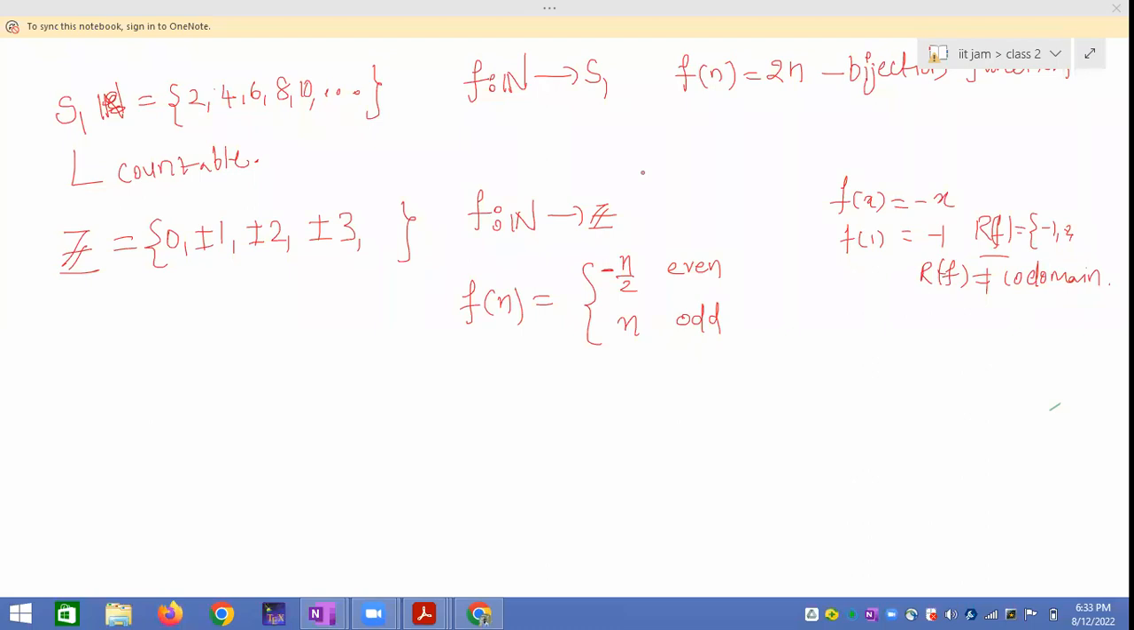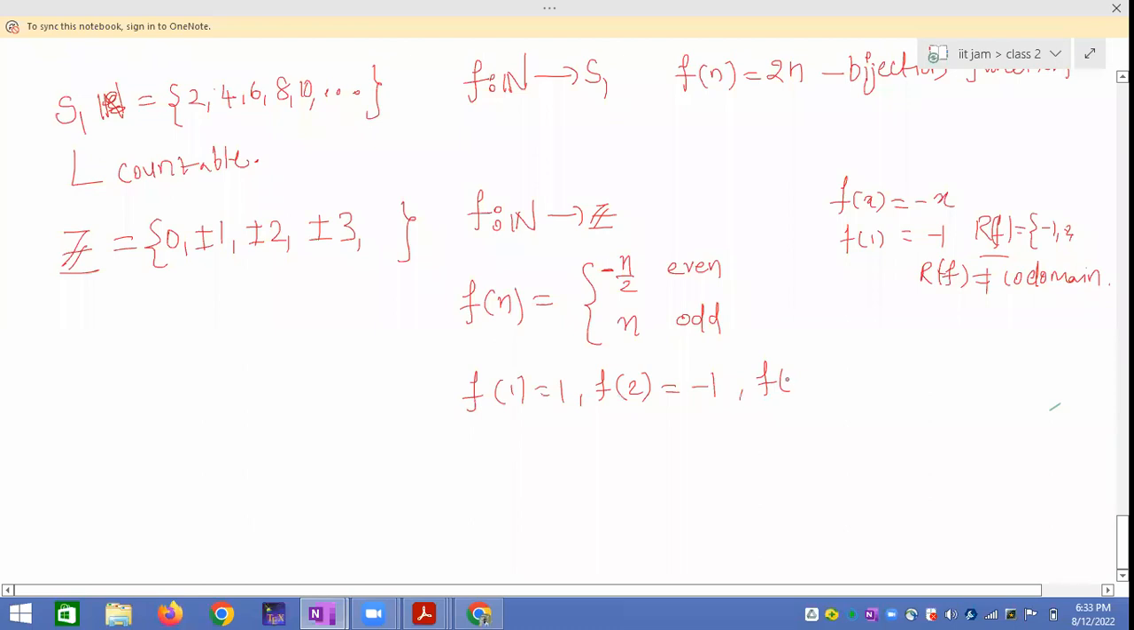This is the function. Now look at fn of 1 is 1. Fn of 2 is minus 1. Fn of 3 is 3. What is fn of 4? It is minus 2. If you put n plus 1 by 2, what happened? 4 by 2, you can get 2. Is everyone understanding or not? F4 is minus 2. You get all of plus 1, minus 1, plus 2, minus 2.